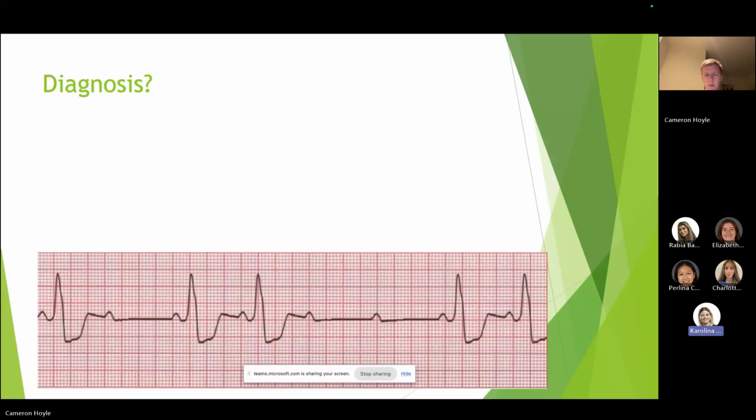Charlotte has asked, is age relevant for second degree type 1? Yes, it is. There are lots of other factors that are relevant for type 1. It depends on what the potential cause of it is.